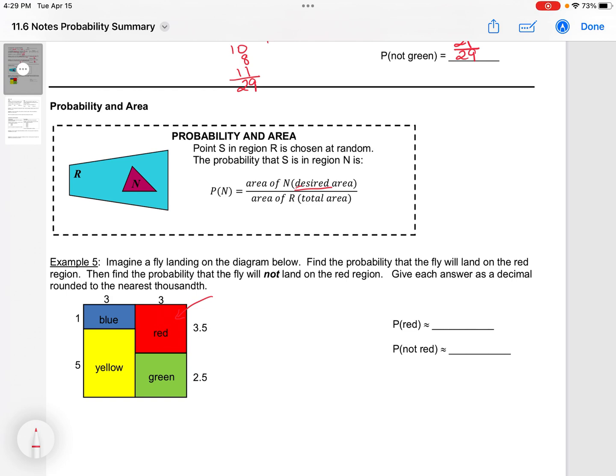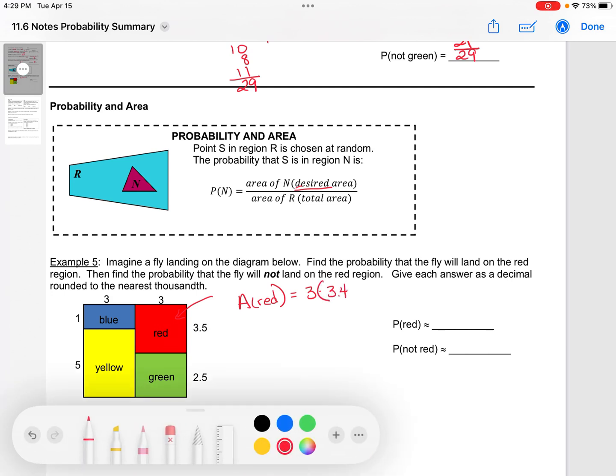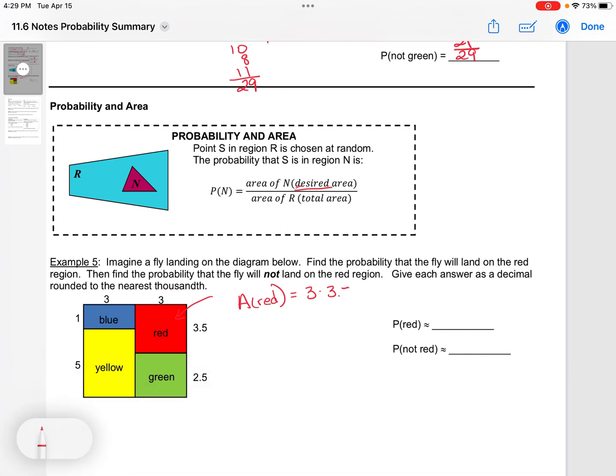So what we want is the area of the red, which is going to be 3 times 3.5. And I just put a 4 and it's a 5. 3.5. So 3 times 3.5 is going to be 10.5. So the probability of red, the numerator is going to be 10.5.